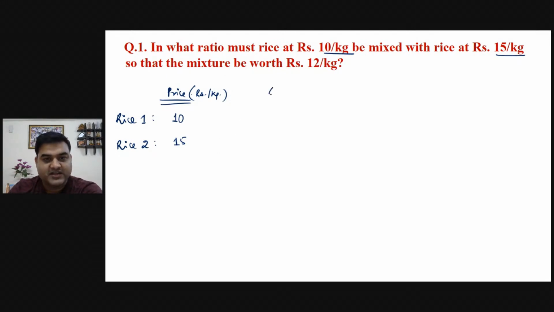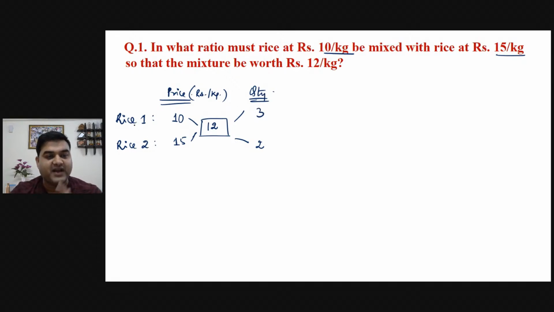Okay, so let's write here, we want to find the quantity. So after adding these two, what should be the worth? It should be 12, correct? So you write this 12 here. Now find the difference between these two. What is the difference between 10 and 12? It is going to be 2. In this fashion you write 10, 15 and 12 as the resultant, right? And what is the difference between 15 and 12? This will be 3, and this is the ratio.